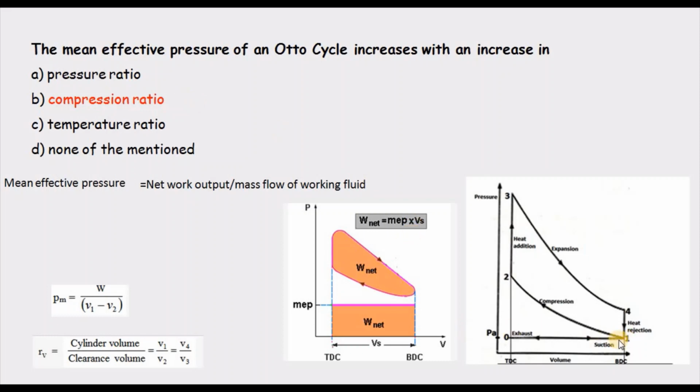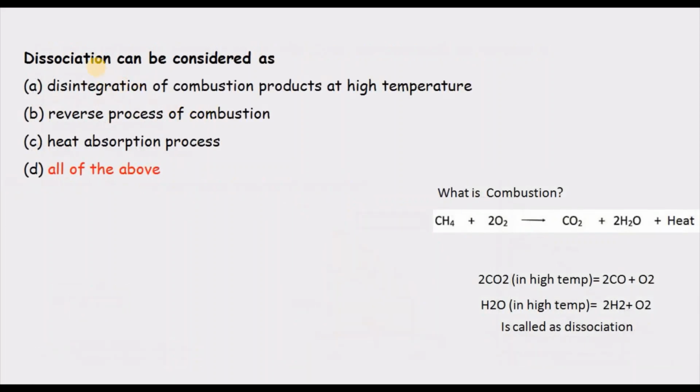This is the correct answer, because whenever the compression ratio increases, the net work output inside this particular loop is going to increase, and that results in the increase in the mean effective pressure. So the correct answer is B.